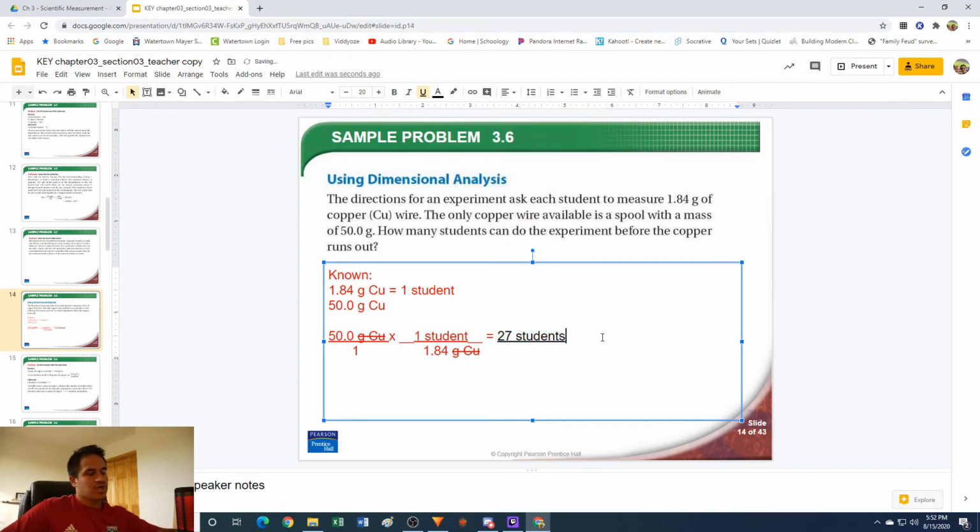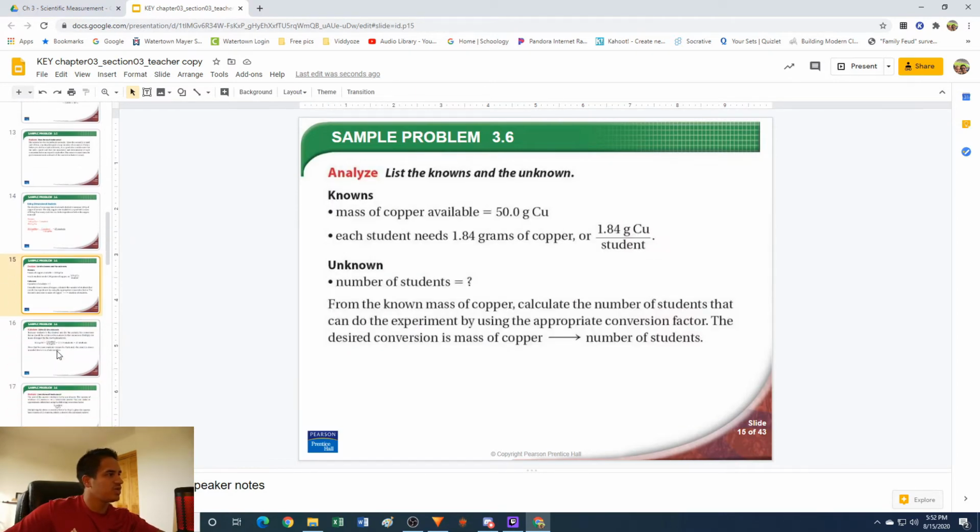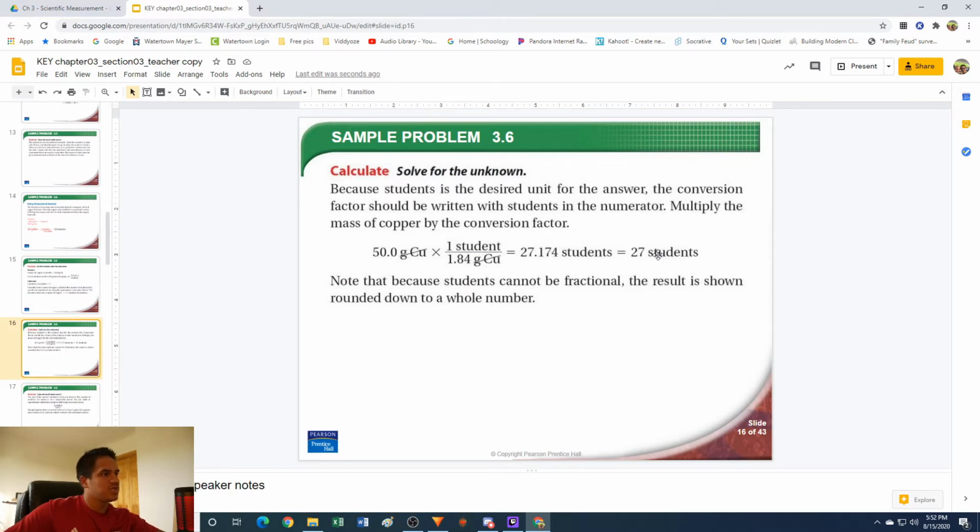Okay. So again, what we're doing is we're taking the units of 50 grams and we're multiplying by our conversion factor, and we want to have this opposite thing going on with our fractions and our units so that they cancel. Okay. And if we check the work shown in the problem, we'll see that they get the exact same answer we do. They even have the same math. 50 grams of copper times 1 student over 1.84. They get 27.174, and they round it to whole numbers.